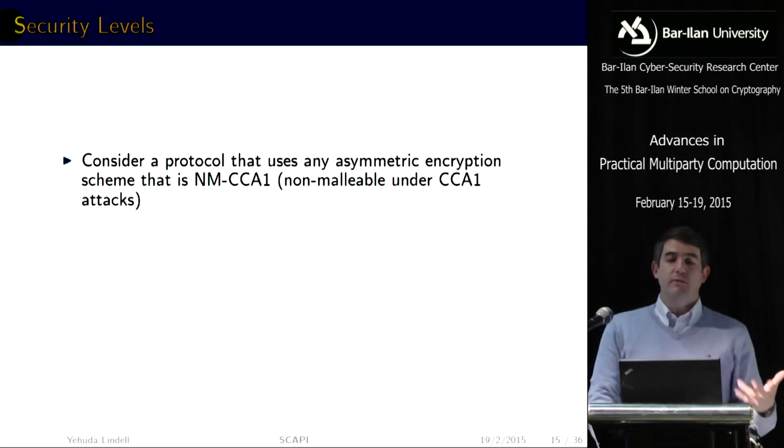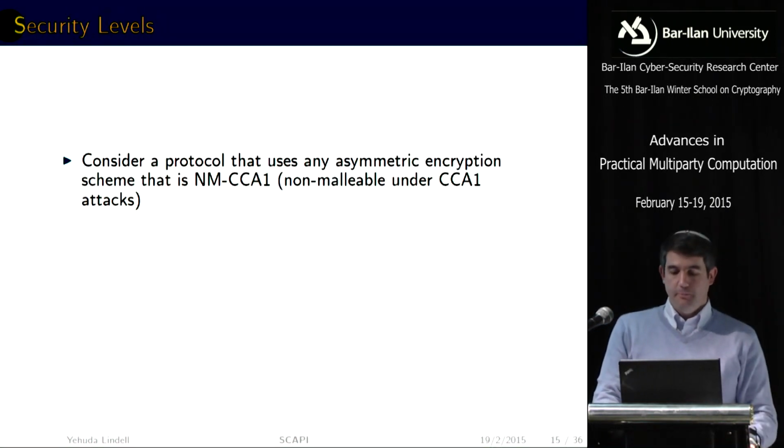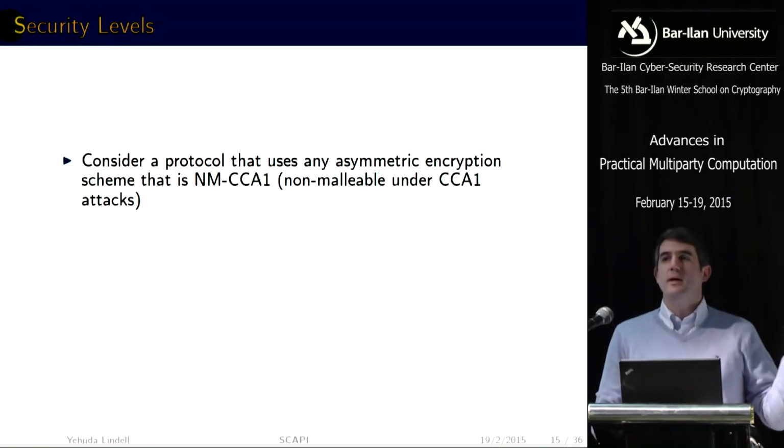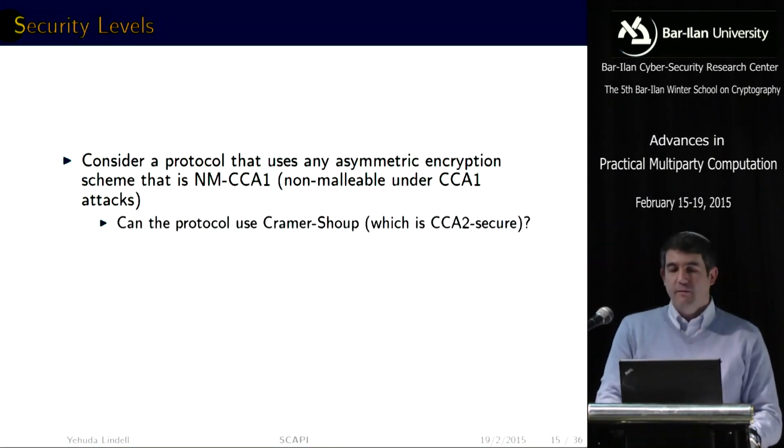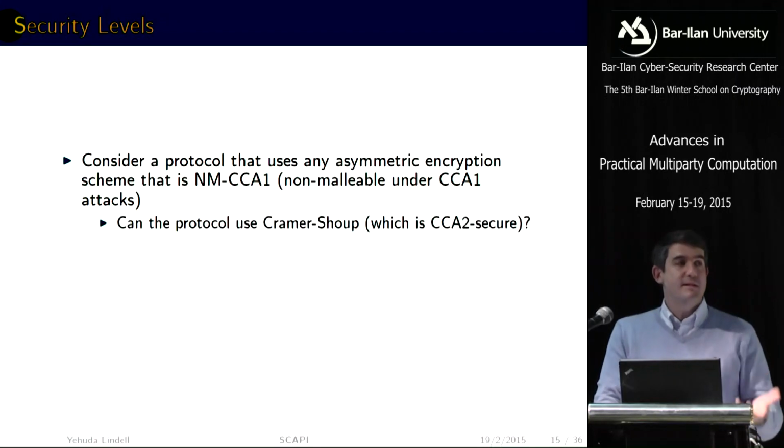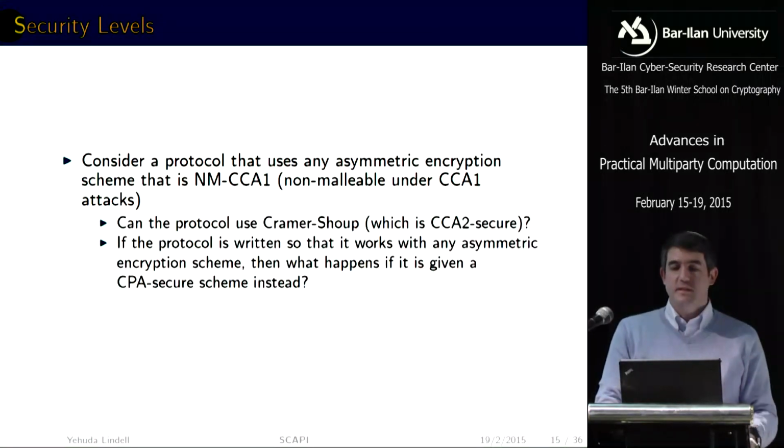So we have security levels, which are essentially the answer to the same question again. I want to use a protocol that can work with any non-malleable CCA1 secure encryption scheme. How can I make sure that I get that? Can I use Cramer-Shoup? Well, it's CCA2, so we know we can, but how can we model this inside the library?